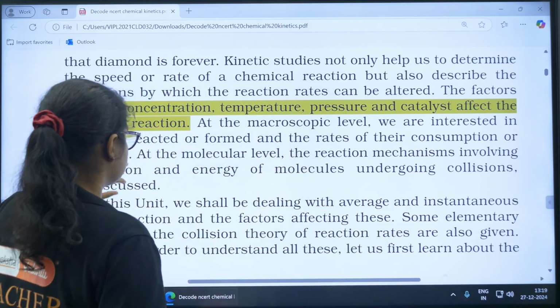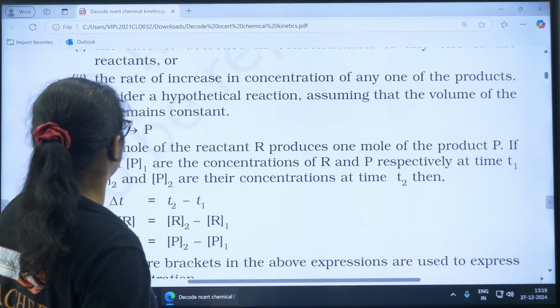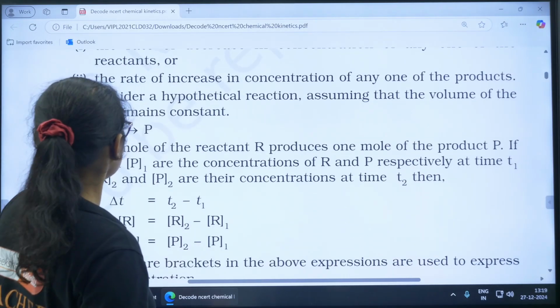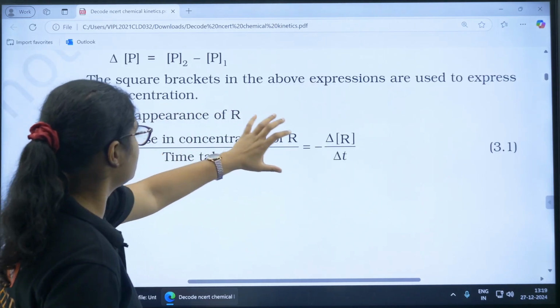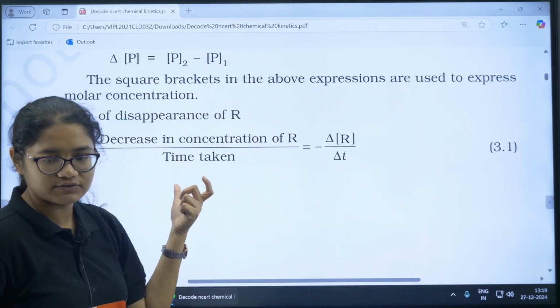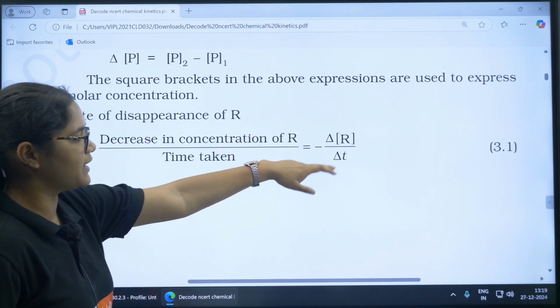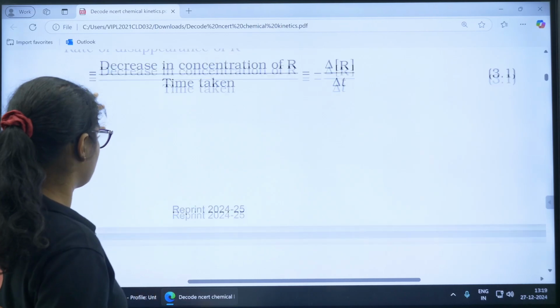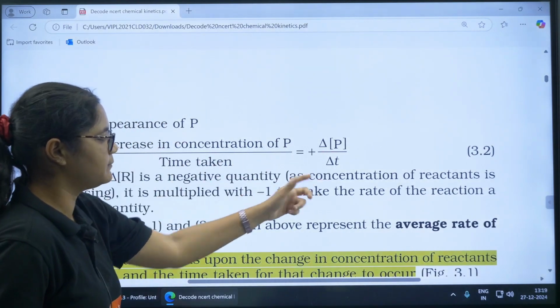Okay, next if we go forward, you can skip everything here, do not worry. Yes, here you have to be a little careful about the differential rate of disappearance of a reaction. So how do we represent the rate of a reaction? Either it is minus dR by dt, or it can also be expressed in terms of product, that is plus dP by dt.